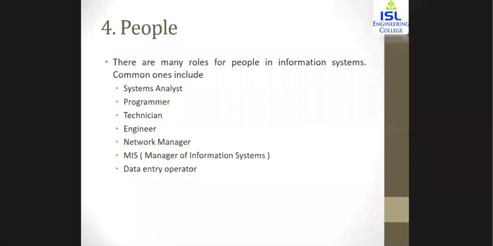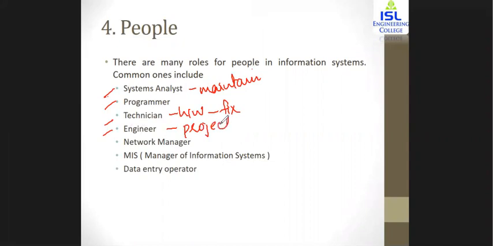The next component is people. Now in here, there are many roles for people in an information system. The different roles include a system analyst. You're going to have programmers, people that are going to code. System analyst means the person who is going to maintain all the systems. Then you've got technicians, who fix any error within a particular hardware. Then engineers, these are the persons that work on a particular project, giving their intel.